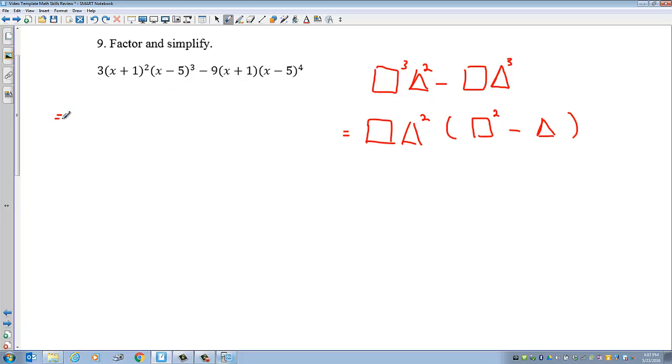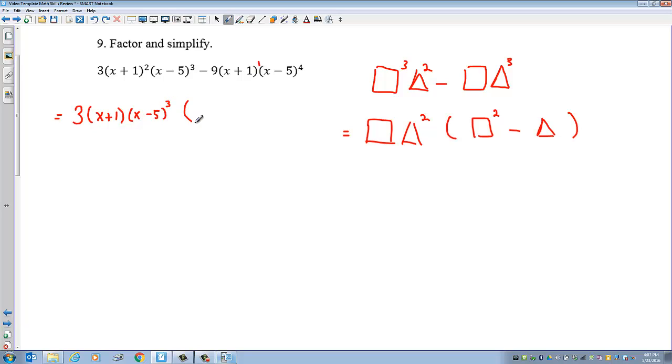It's not too hard. You look at the 3 and the 9, you ask yourself what kind of numbers they have in common. They obviously have a 3 in common because 3 goes into 9 and 3 goes into 3. And they have an x plus 1 squared and x plus 1 to the 1, so you always factor out the lowest thing they have in common. So they have x plus 1's in common. The lowest power would be x plus 1 to the 1. You just write x plus 1. And they have x minus 5 to the 3 and x minus 5 to the 4th. So I would factor out x minus 5 quantity cubed.